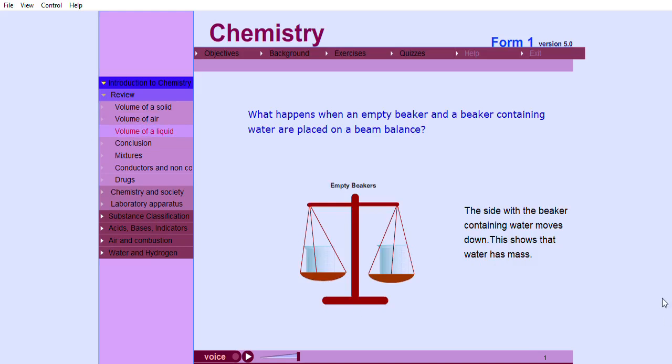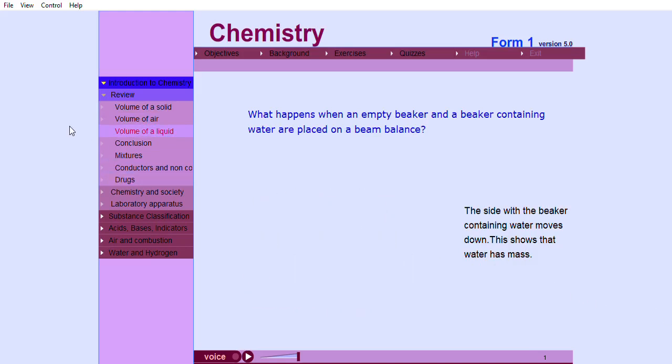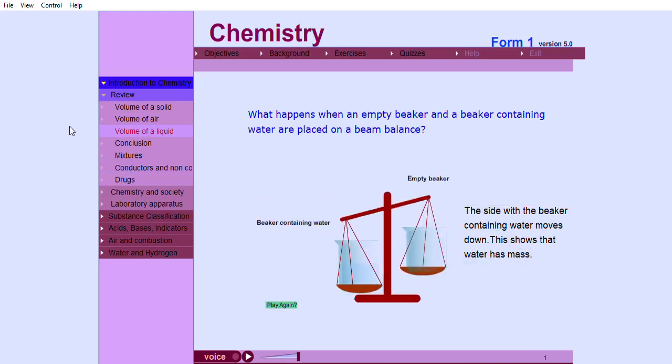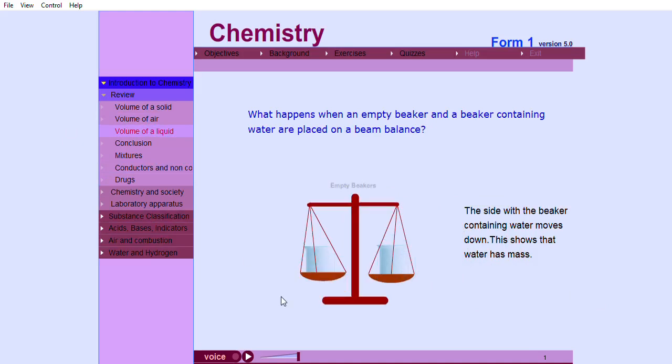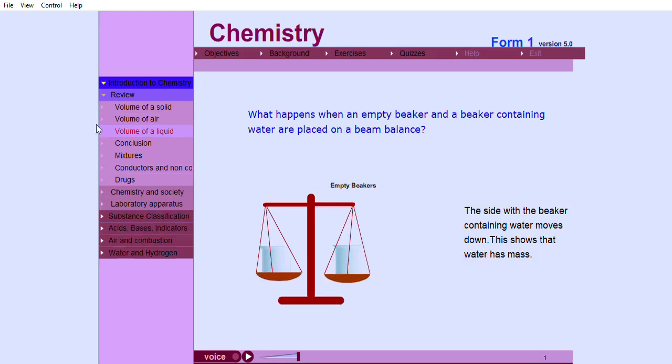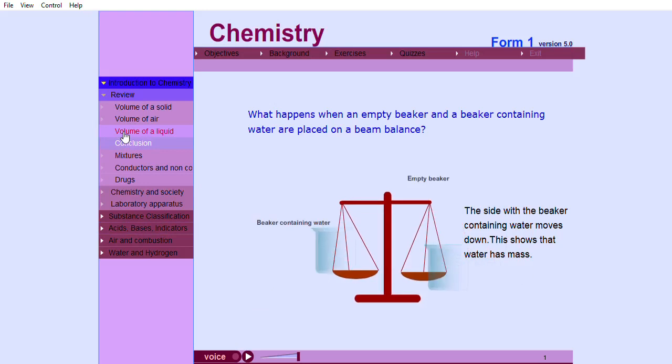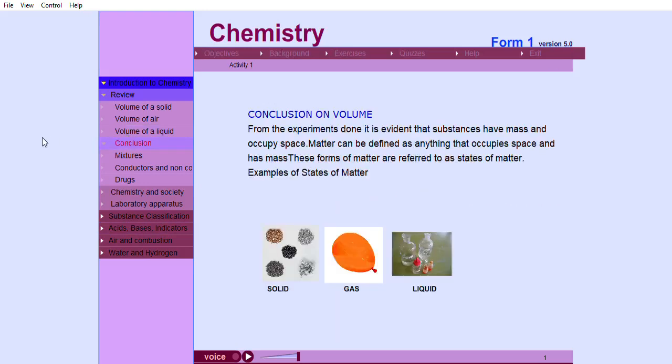A beaker is placed on a beam balance and the mass recorded. Water is placed into the empty beaker and the new weight recorded again. From the experiments done, it is evident that substances have mass and occupy space.